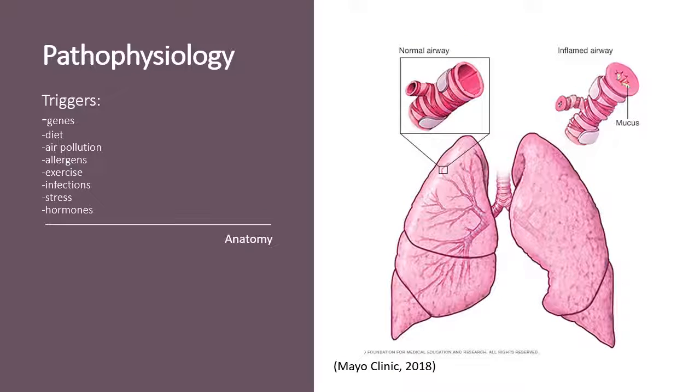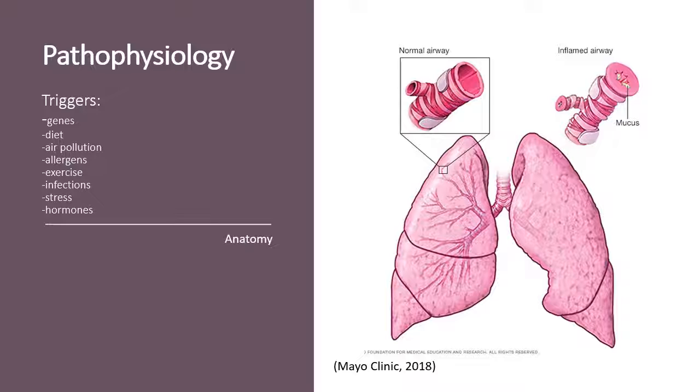In the next two slides, we're going to talk about the pathophysiology of asthma. First, let's identify the triggers or the causes of asthma. Some of the known triggers for asthma are genes, diet, air pollution, allergens, exercise, infections, stress, and hormones.